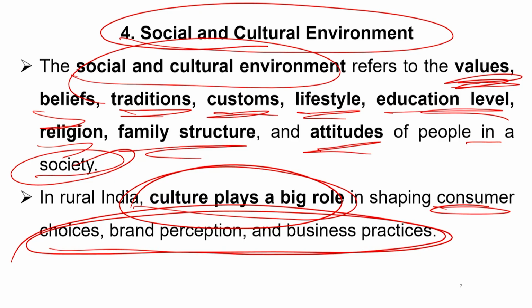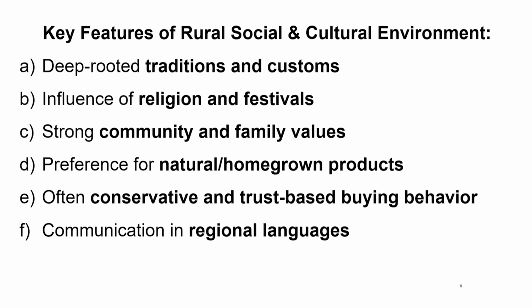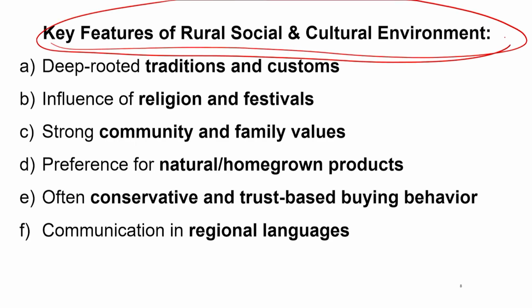When we talk about rural India, where 65% of the population lives, as I have told you a number of times, they are totally different from the urban population. Their way of living, their way of earning, their way of thinking, their way of trust is totally different. So we have to align to those features. So what are the key features of the rural social and cultural environment?